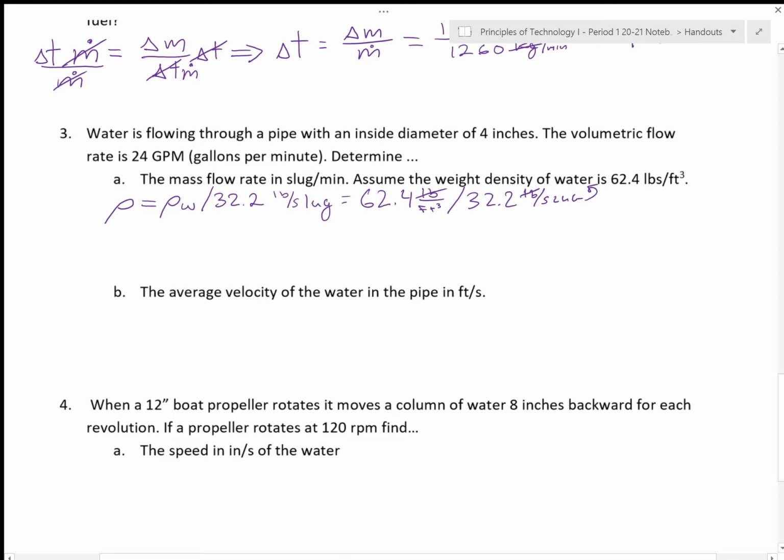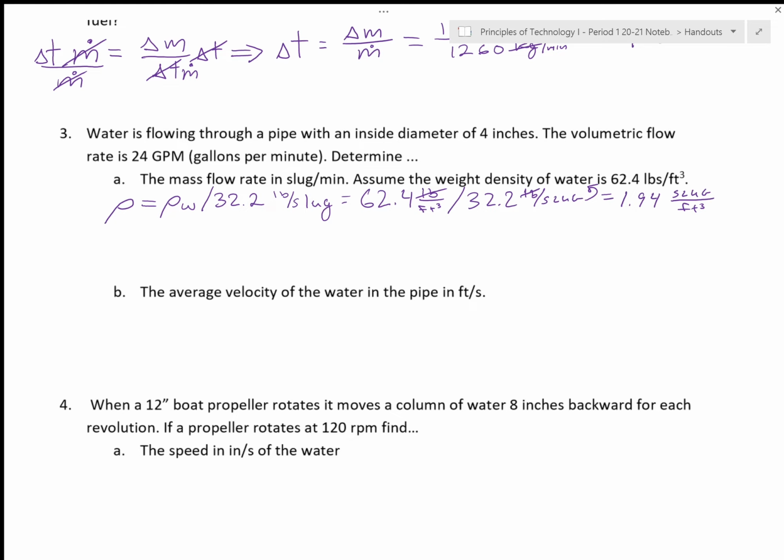Pounds are going to cancel one another out. Slugs is going to go to the numerator. Cubic feet is going to stay in the denominator. And we are going to have a density of water of 1.94 slugs per cubic foot. So that takes care of our density.